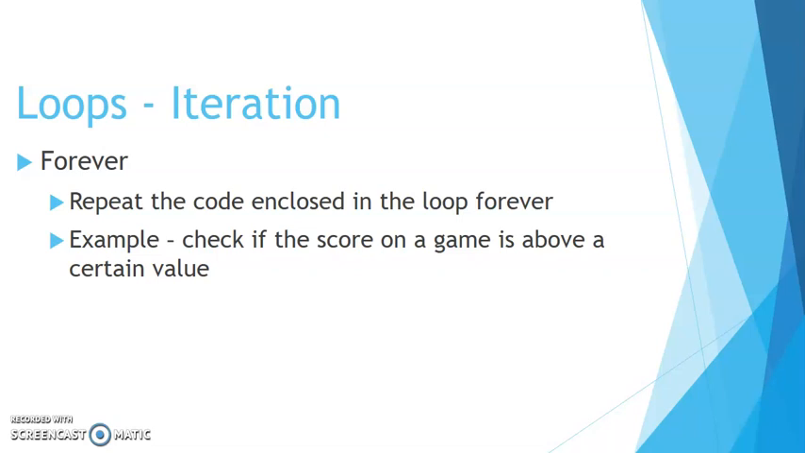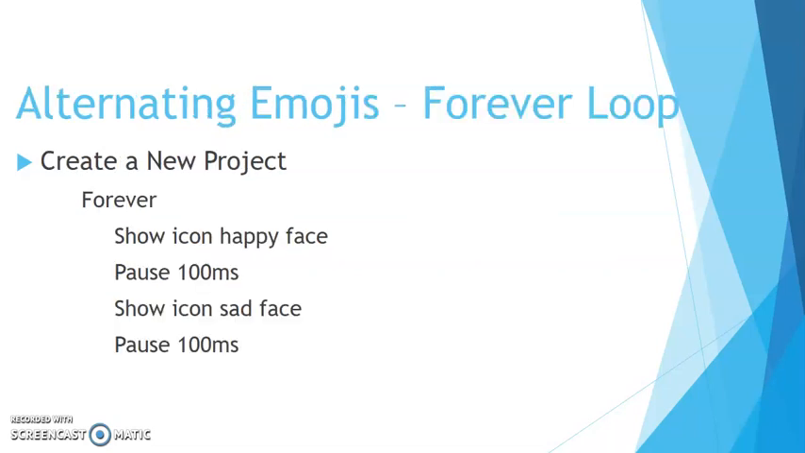You need to be careful with the forever loop, because as the name suggests, it does keep going all the time. So we're going to look at a project to illustrate this forever block. What we're going to do is keep showing a happy face, then we'll do a pause, and then we'll do a sad face, and then we'll do a pause. So it's just going to keep flicking backwards and forwards between a happy and a sad face.